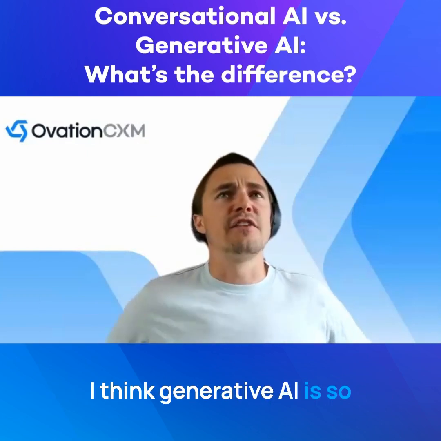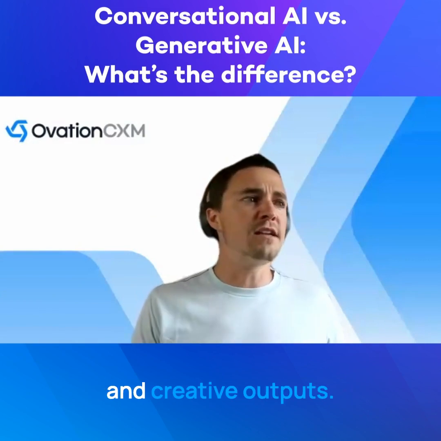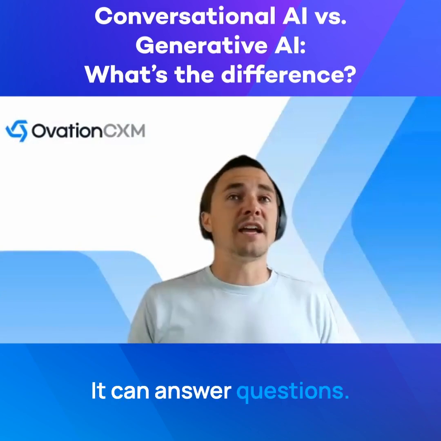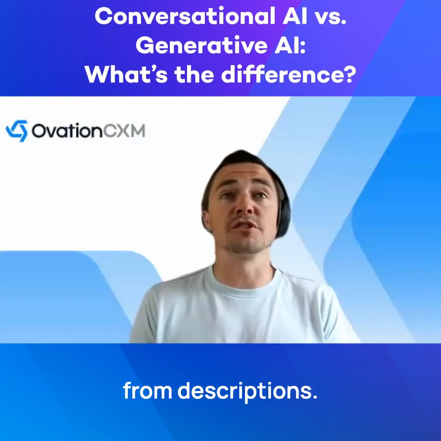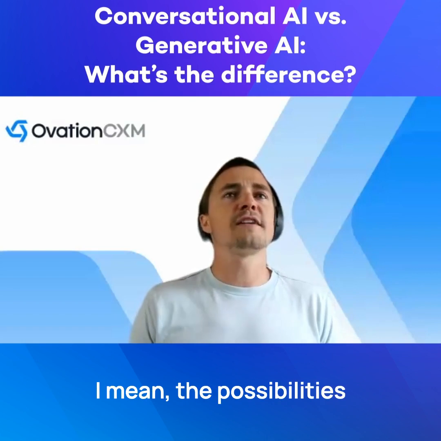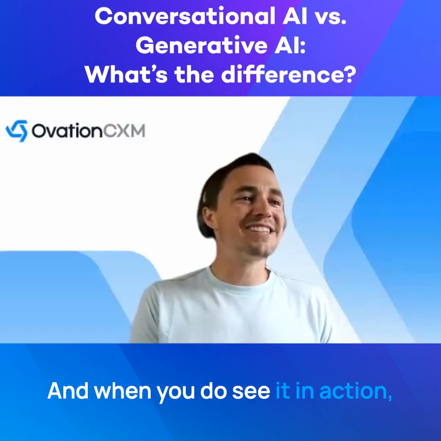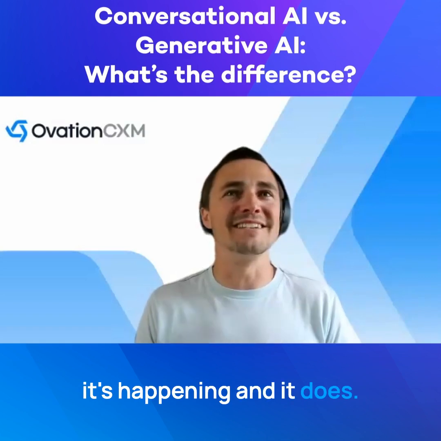I think generative AI is so powerful because it can create brand new, unique, and creative outputs. It can answer questions. It can summarize large data sets. It can create images from descriptions. It can produce music based on a description of a feeling. I mean, the possibilities are endless. And when you do see it in action, it does kind of feel like magic. You can't really believe that it's happening, and it does.